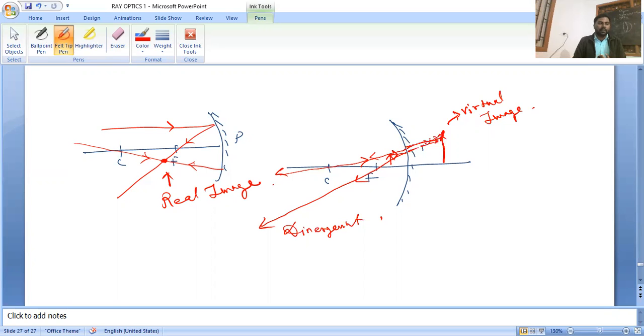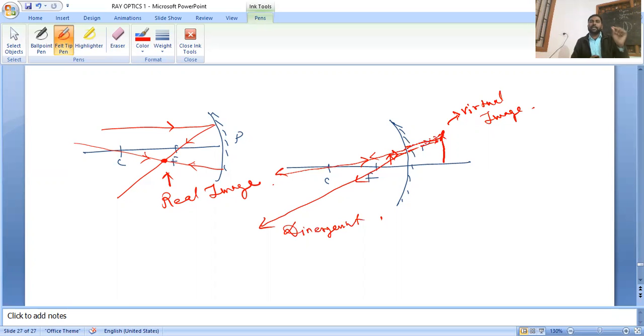So till now, your point is clear. We have discussed the introductory part of spherical mirrors: what a concave mirror is and how images are formed. In my next lecture, we will discuss the different cases of spherical mirrors, like concave and convex mirrors.